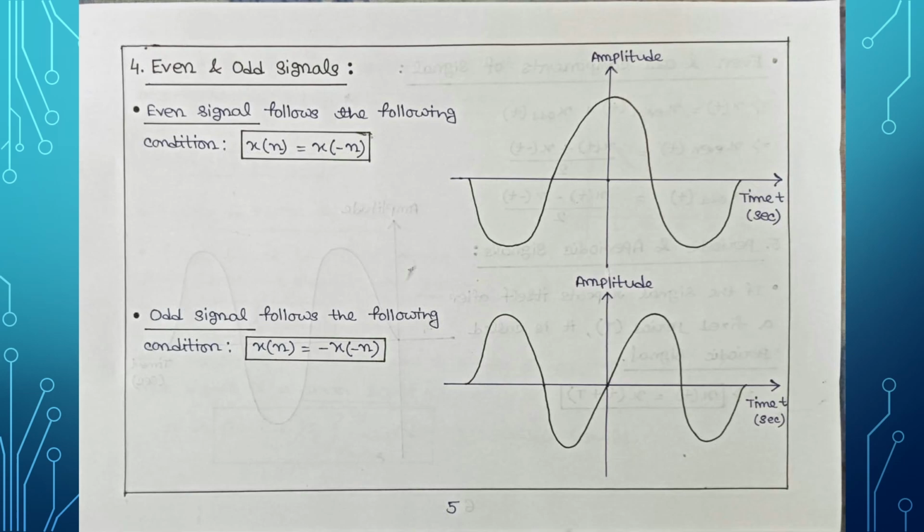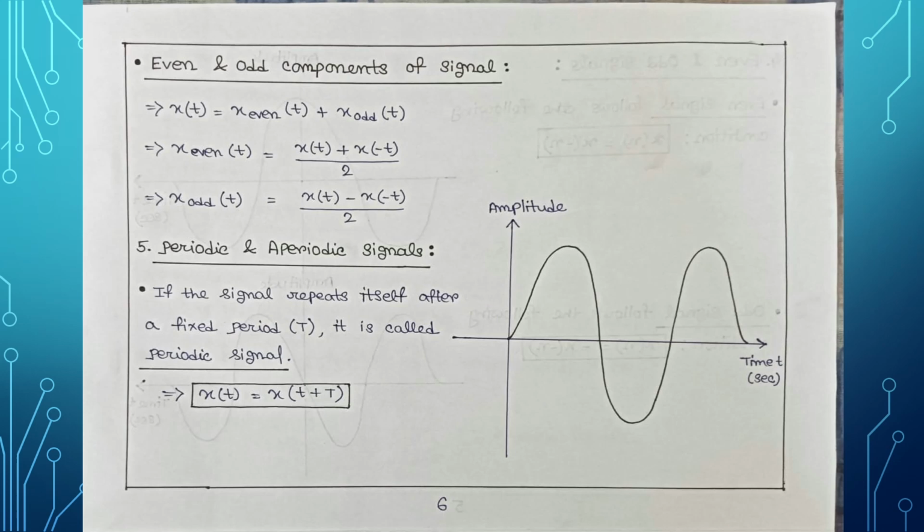Then odd signal. If you flip the signal, then you will get the negative of the actual one. Here also we have a sin omega t signal. After flipping, it will become minus of sin omega t signal.